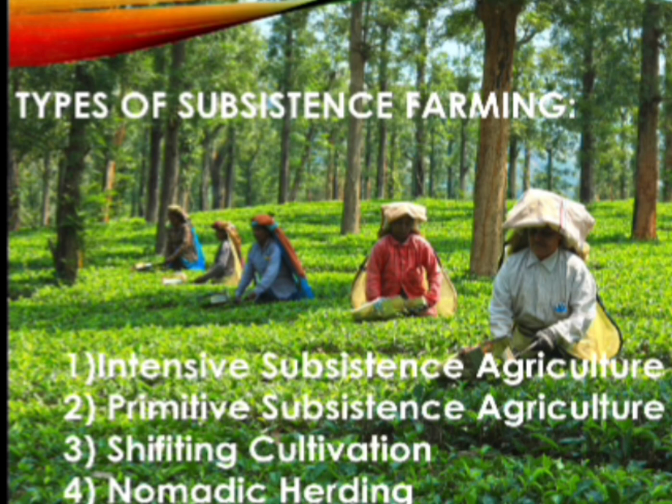This type of cultivation is also known as slash and burn cultivation, and it is practiced in the forested areas of the Amazon basin, tropical Africa, parts of Southeast Asia, and Northeast India. Nomadic herding is practiced in the semi-arid and arid regions of Sahara, Central Asia, and some parts of India like Rajasthan and Jammu and Kashmir.